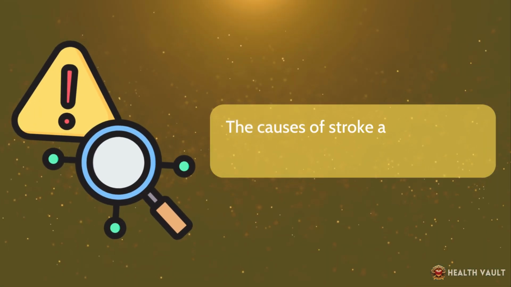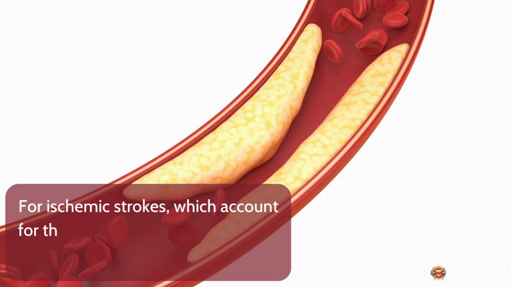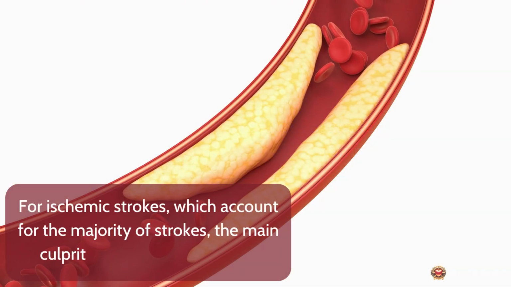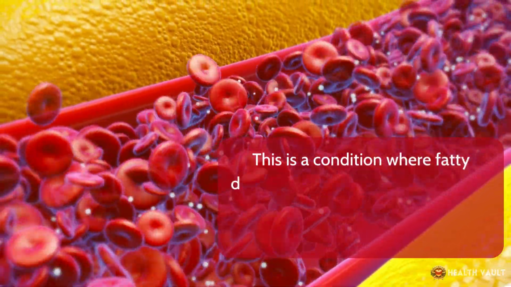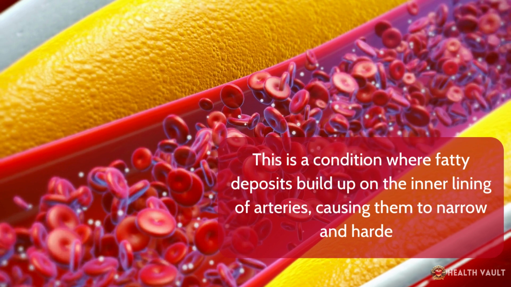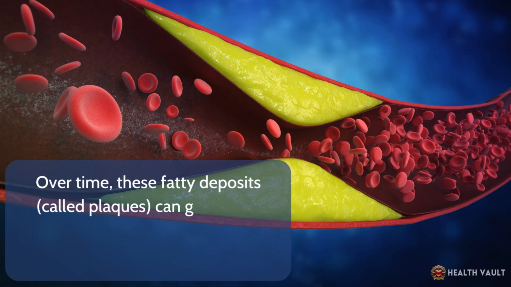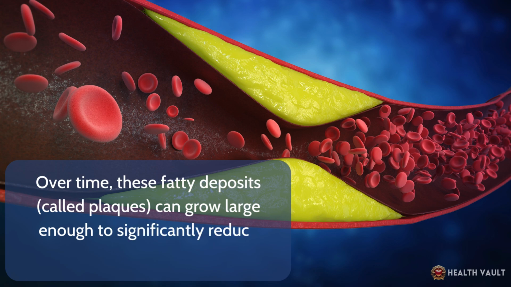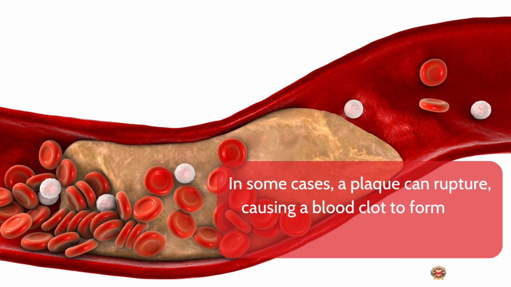Causes of strokes. The causes of stroke are varied and complex. For ischemic strokes, which account for the majority of strokes, the main culprit is often atherosclerosis. This is a condition where fatty deposits build up on the inner lining of arteries, causing them to narrow and harden. Over time, these fatty deposits, called plaques, can grow large enough to significantly reduce blood flow through an artery. In some cases, a plaque can rupture, causing a blood clot to form that blocks the artery entirely.